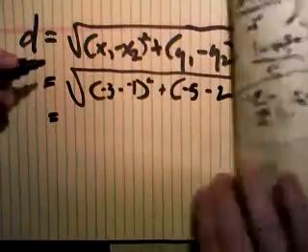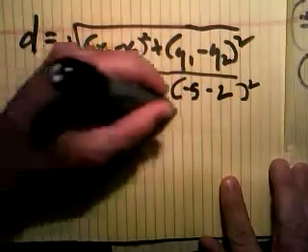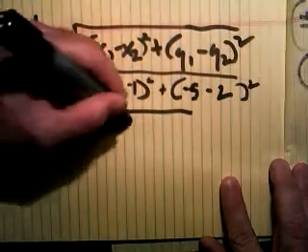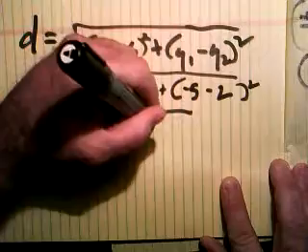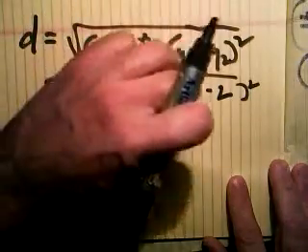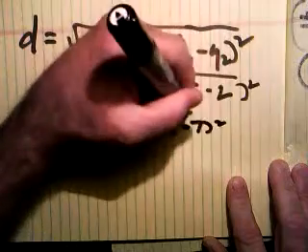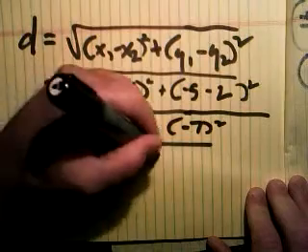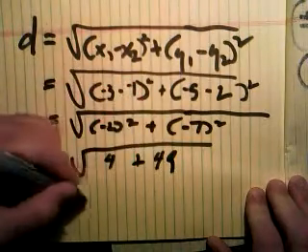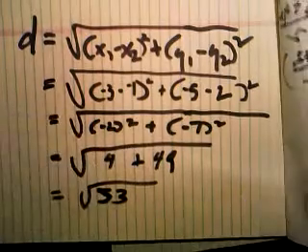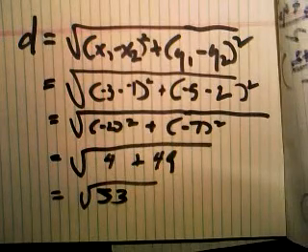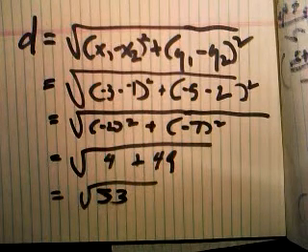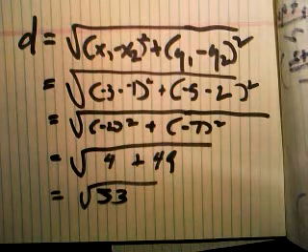Okay, let's do some simplifying here. Square root. -3 minus a -1 is going to be -2 squared, plus -5 minus 2 is -7 squared. This is all under the square root of 4 plus 49, which is equal to the square root of 53. Cool. So that gives us our diameter.